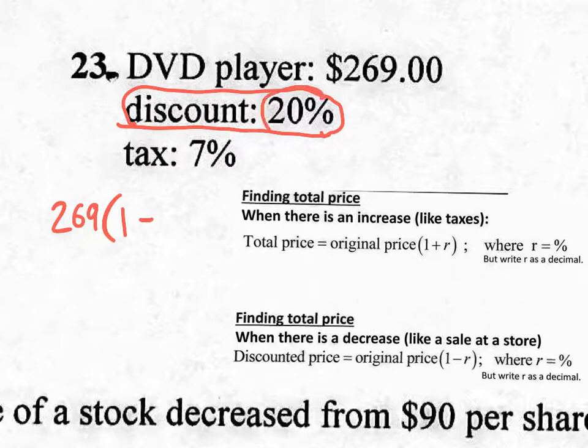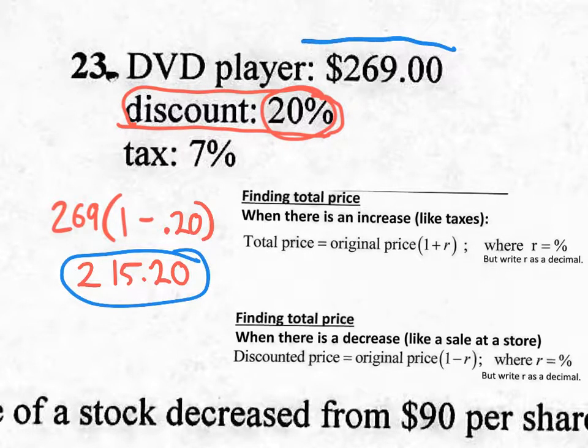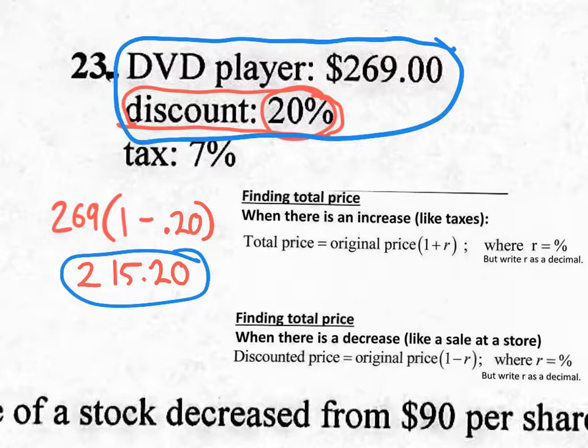Now remember, the 20% is the R in your notes, but you have to write that 20% as a decimal. So that's like dividing by 100, which means it's going to move 2 spaces this way. So it will be 0.20. So 1 minus 0.20. And if you calculate that on a calculator, you'll get 215.2, which means $215.20. So far, this is our new price with the discount of 20% off.